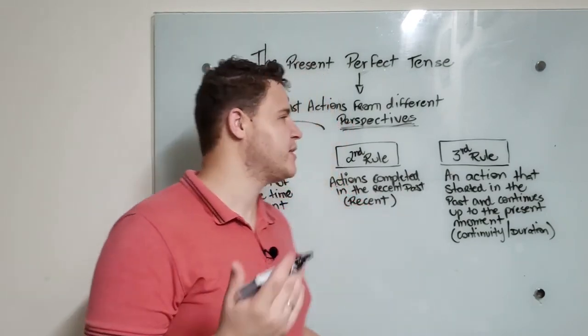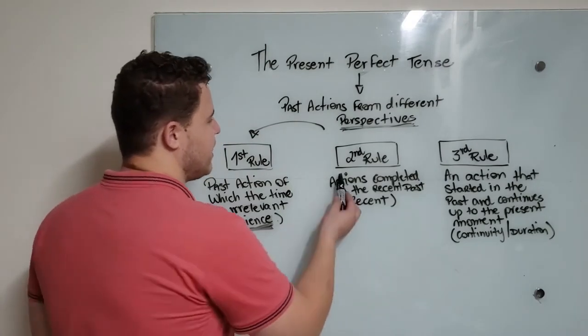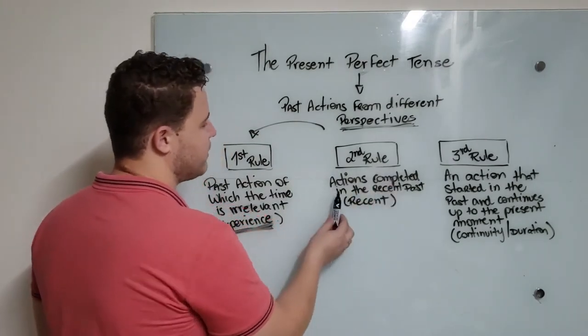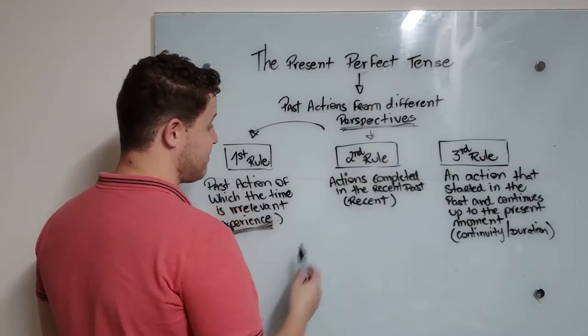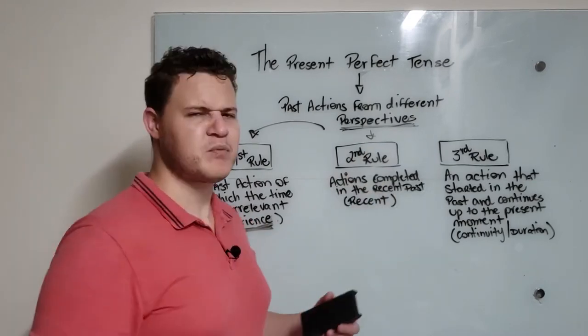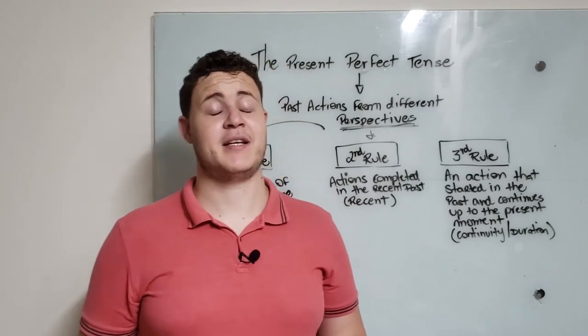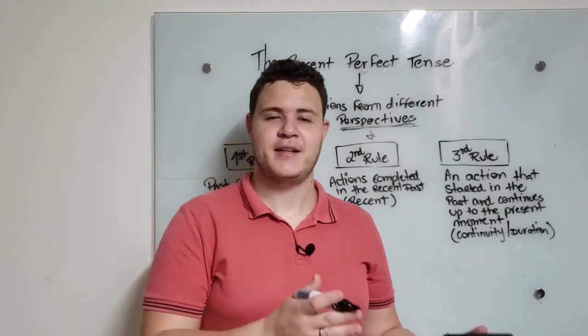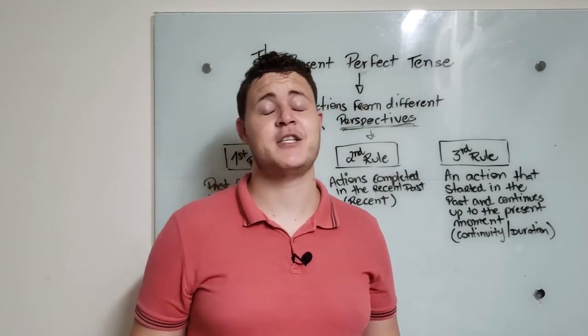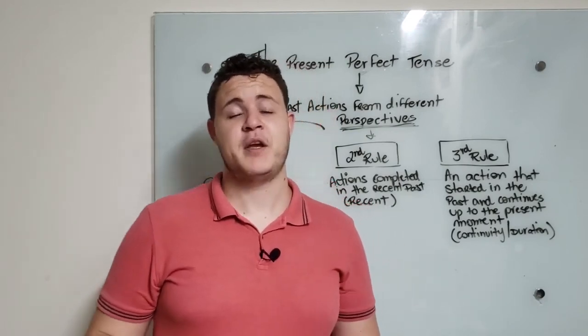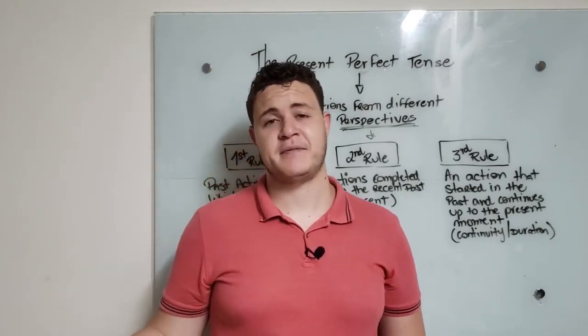Okay? Let's take a look at another example. I have the second rule, when I talk about actions completed in the recent past. So, what are actions completed in the recent past? The example I used is perfect. I have not had lunch today. So here I'm talking about a recent past.